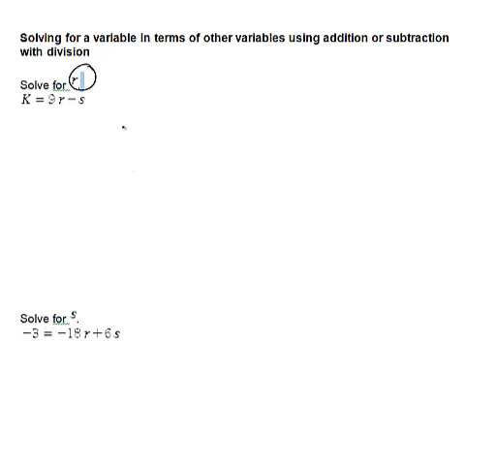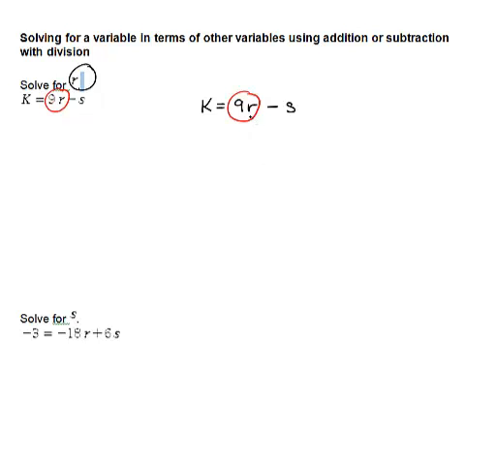Okay, so I want to get r by itself eventually, but the first thing I do is I look and I notice that I have a term that contains my r. So I need to somehow isolate that first. So let's take a look. We have k equals 9r minus s. And I'm going to try to get my 9r by itself.